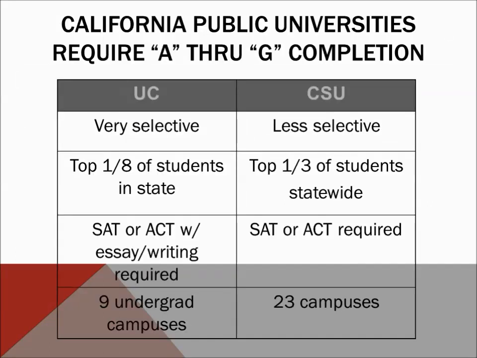Let's talk a bit more about our public school system because, again, you are so fortunate to have so many schools right here in California that are part of our public school system. The UCs and the Cal States are those public institutions, and there are 9 UC undergraduate institutions and 23 Cal State institutions. This is just a small description of what differentiates the two.